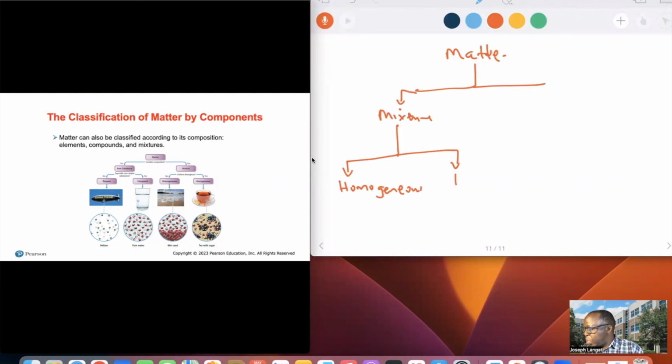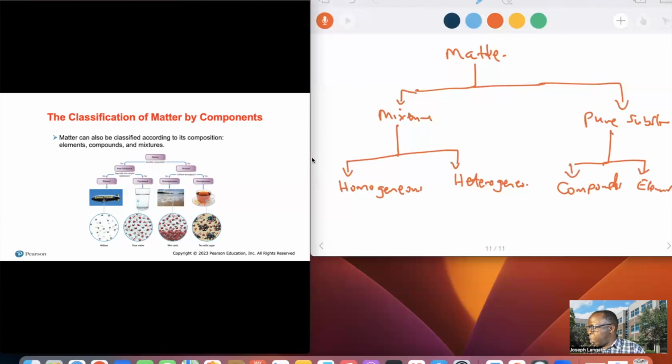Homogeneous, hetero. And then here is pure substances and elements. You see here, compounds, and here, compounds and the elements.